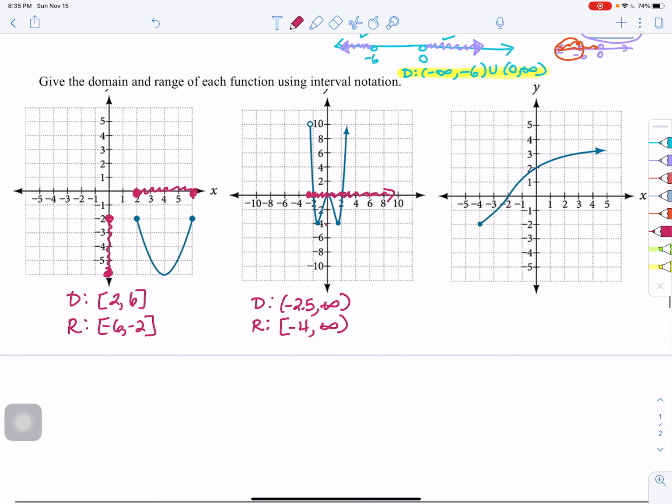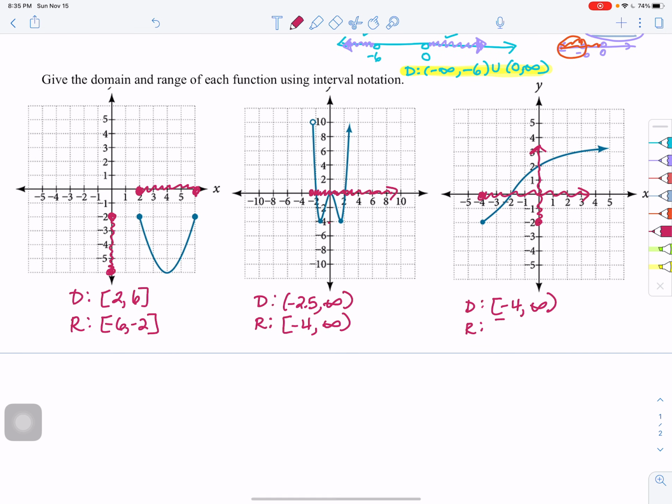Okay, let's look at this last one. The domain, we're going to start at -4 and go all the way to infinity. And the range, we're going to start at -2 and go all the way to infinity. You see how this is tending upward? So that's what we will write. And that concludes this first part of 3.2's class lesson.